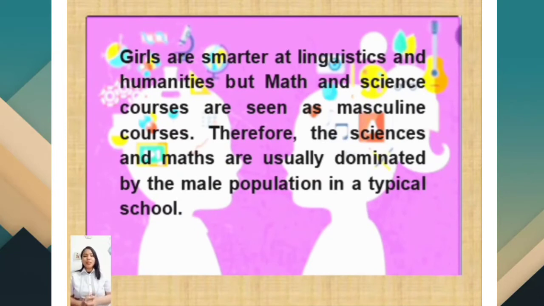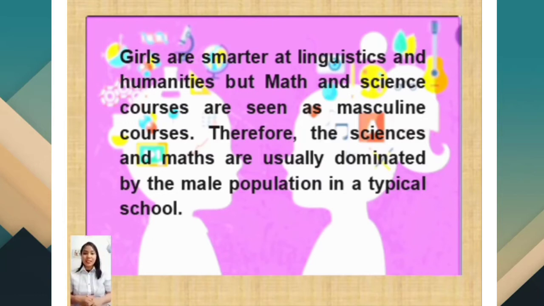Girls are seen as smarter at linguistics and humanities, but math and science courses are seen as masculine courses. Therefore, science and maths are usually dominated by the male population in a typical school. Stereotypically, it is seen as weak if a man takes home economics in school and shows his femininity. Meanwhile, linguistics and humanities are seen as feminine courses due to the less thought and less hands-on work involved, causing these courses to be more female-dominated in a typical school.